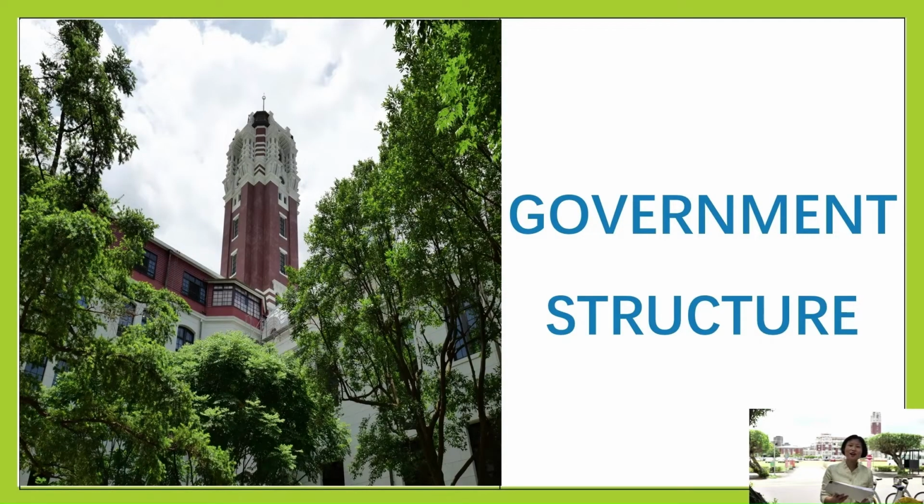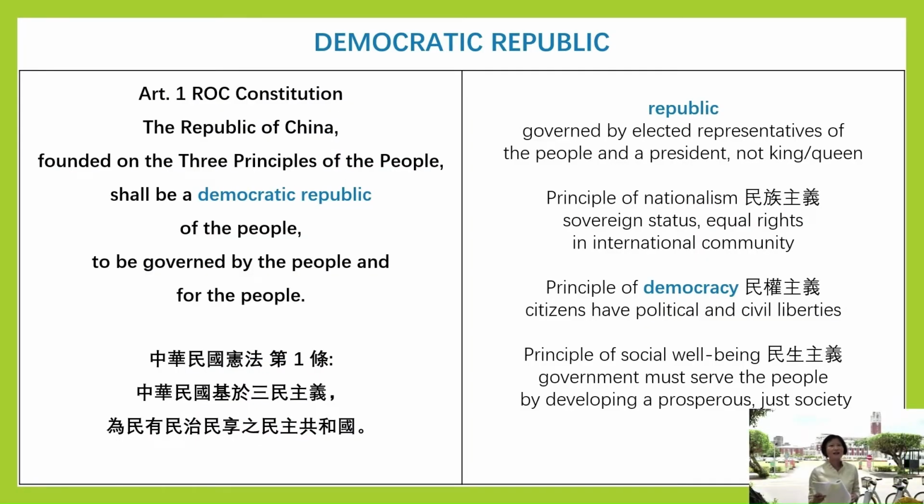Welcome to this course, Law and Society in Taiwan, and today we will talk about the government structure in Taiwan. We always start with the most important law that describes the government structure, and that is the Constitution of the Republic of China in Taiwan. Article 1 of the Constitution says, "The Republic of China, founded on the three principles of the people, shall be a democratic republic." So here we have the two key words, democratic republic.